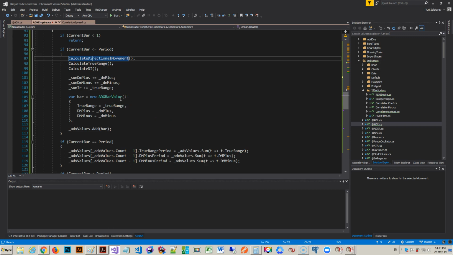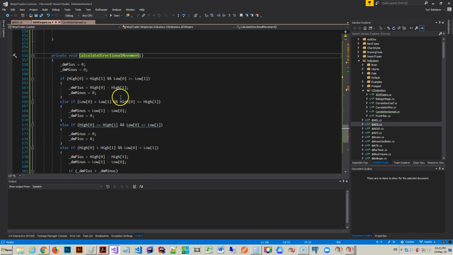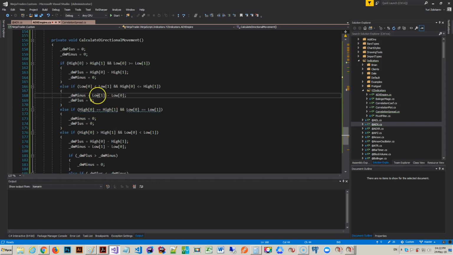Calculate directional movement. I have DM plus and DM minus. This is the DM plus calculation: high 0 minus high 1. DM minus calculation: low 1 minus low 0, so the previous low minus current low. You could write Math.Abs low 0 minus low 1, but this is just another way.